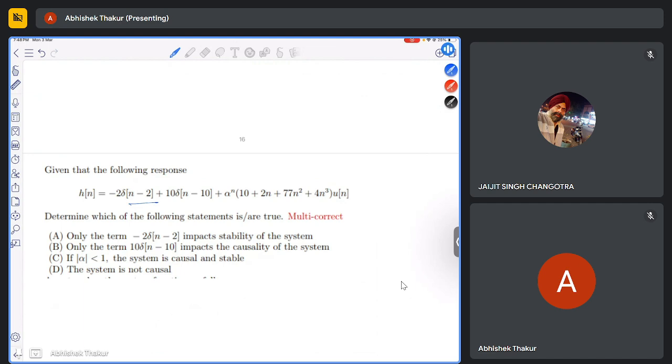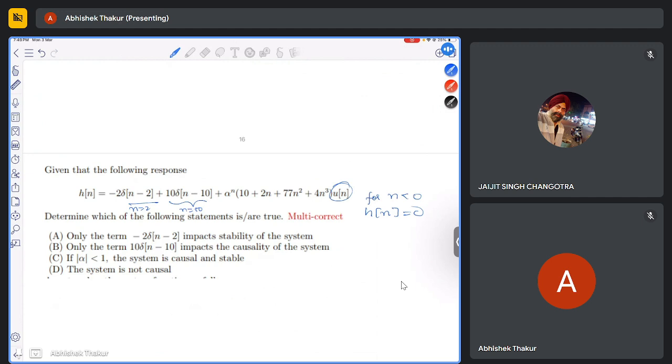this system is clearly causal because for n less than 0, h[n] is equal to 0 because of this unit impulse function. Here also this term is an impulse at n equal to 10, and this is for n equal to 2. So for n less than 0, the value of h[n] is equal to 0.